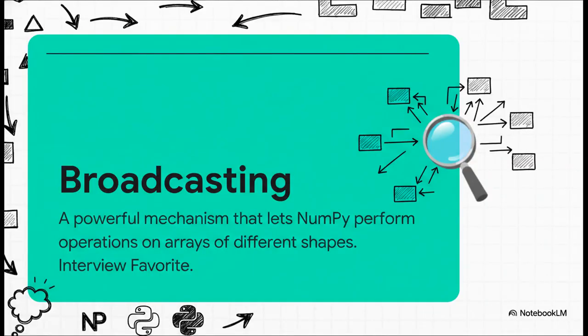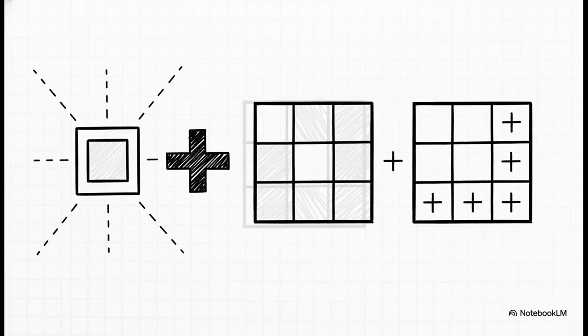Okay, next up is a concept that is insanely powerful. But, I gotta be honest, it trips a lot of people up at first. It's called broadcasting. And listen up, because this is a huge favorite in data science and machine learning interviews. So you really want to nail this one down. So what on earth is it? Think of it like this.